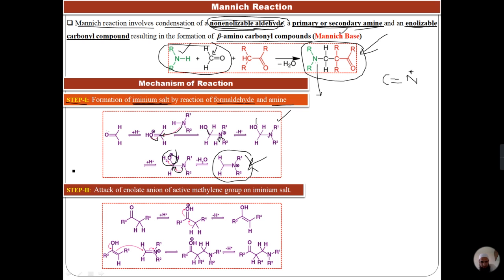Now let's move to step number 2. Step number 2: attack of the enolate anion on this iminium salt. That means, what will the third compound do to the iminium salt above? This third compound is the enolizable compound. Why do we call it enolizable? We have already discussed this before. This is the alpha carbon. It possesses hydrogen atoms.